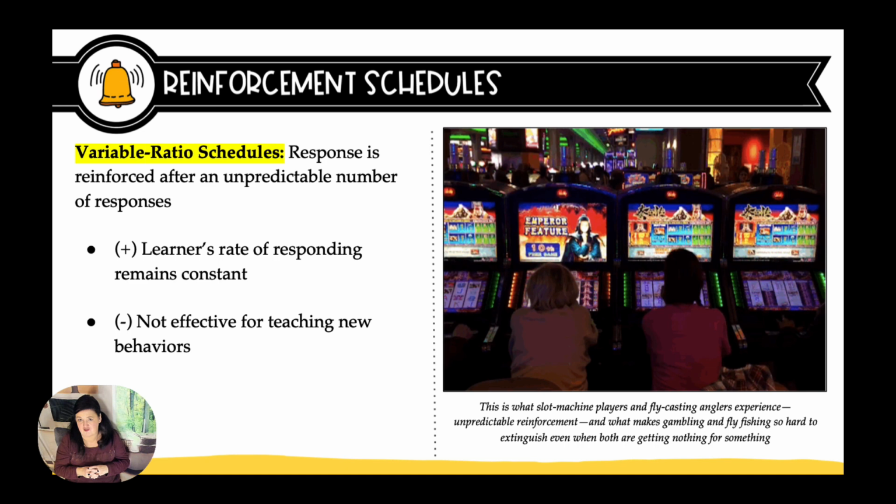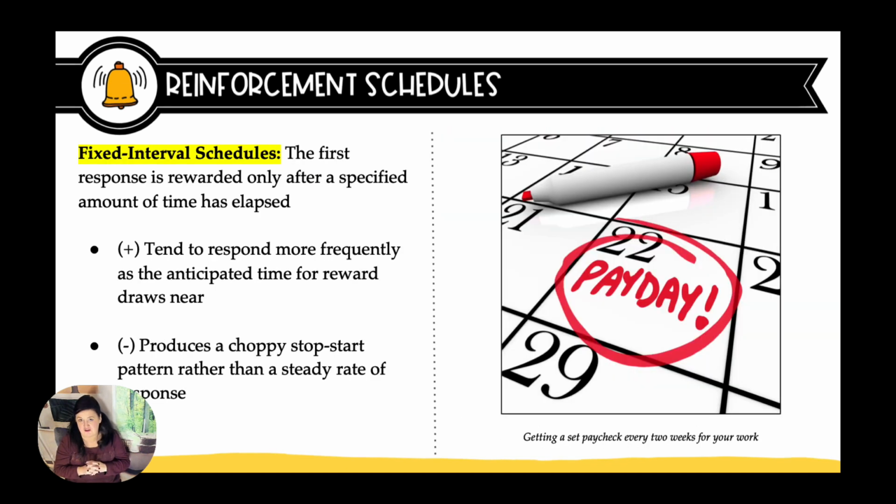Now, on the other side of the spectrum is interval schedules. Interval schedules are based on time. It's the amount of time that you spend responding. So for number 3, fixed interval. Fixed interval means it's a fixed amount of time and it reinforces a response only after a specified or fixed amount of time has lapsed.